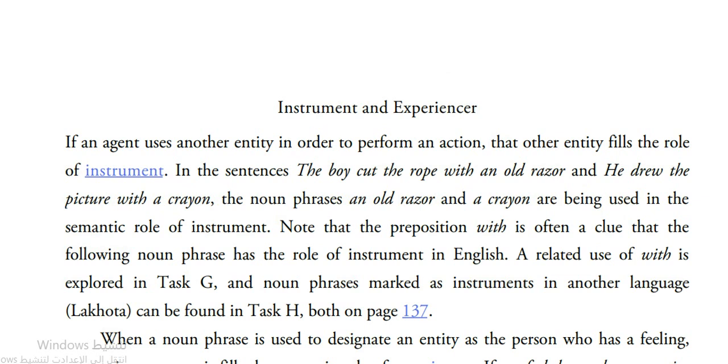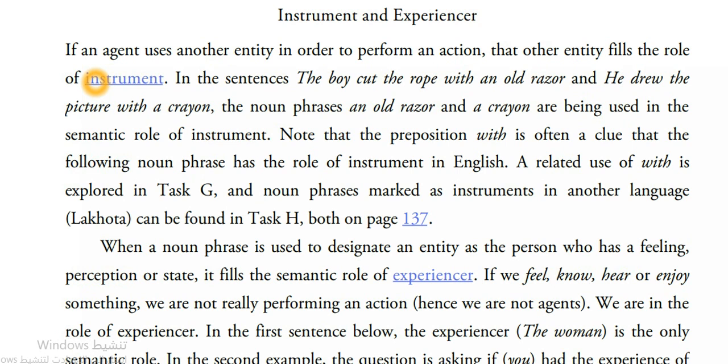So if we look at the other point, we have here instrument. If the agent is another entity: the boy cut the rope with an old razor and he drew the picture. So the rope, and old razor here, this is an instrument. Razor is a machine or a tool used to cut. So he cut the rope, yes, but with what? This is the instrument.